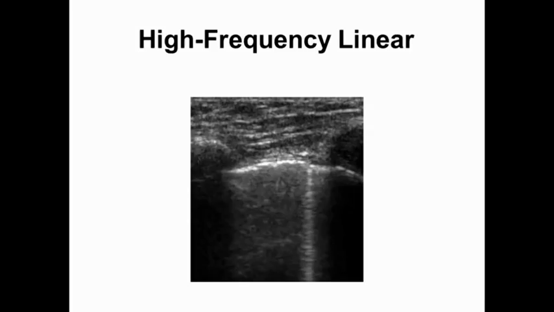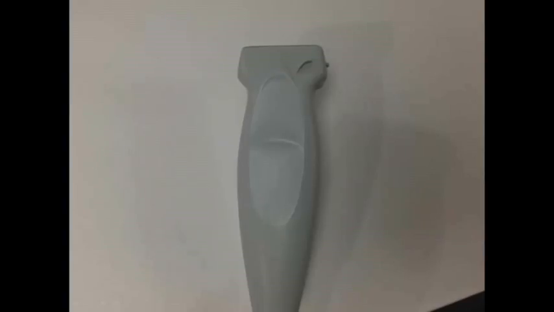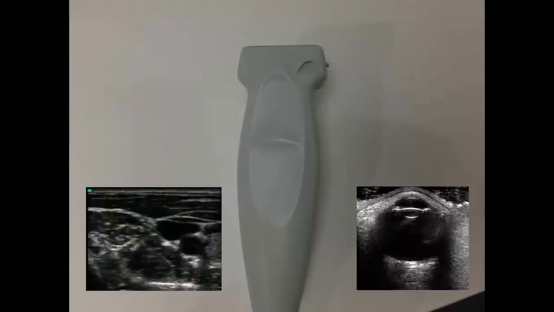Images produced by the linear probe will be rectangular since the ultrasound waves are sent and received directly along the vertical axis. As we discussed earlier, high-frequency probes sacrifice depth of penetration for better resolution, which is why this probe is good for things like vascular access and ocular ultrasound, where target tissues are relatively superficial. This is also the probe used in lung ultrasound.